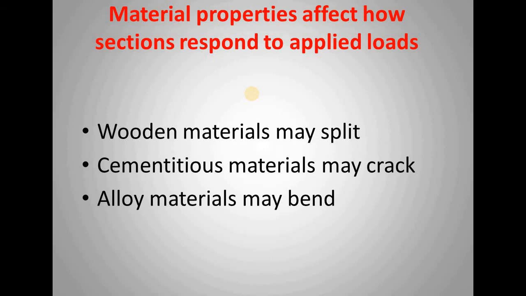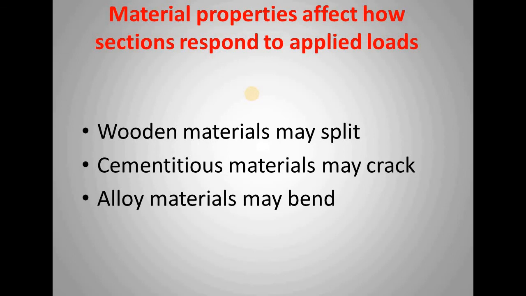So like I said, material properties affect how sections respond to applied load. If we have different material properties, this really affects how the section will respond to applied load. For example, wooden materials tend to split. That is, if we apply a load on wooden material, it may tend to split. But if we have cementitious materials, that is concrete, they don't split. Concrete may tend to crack.